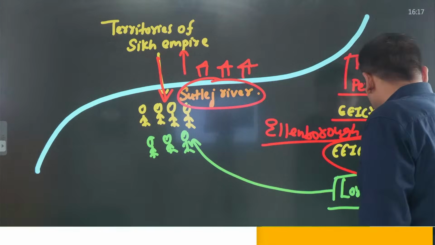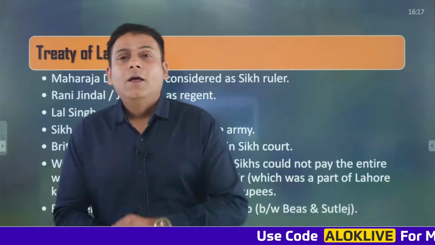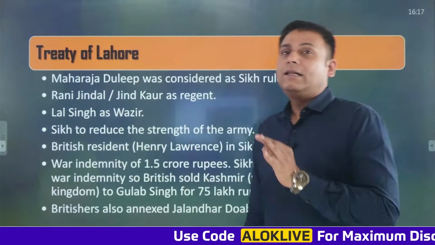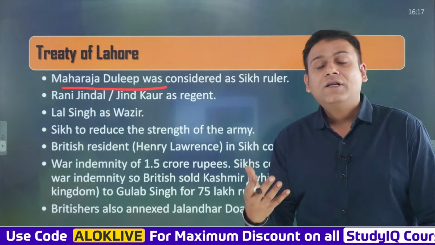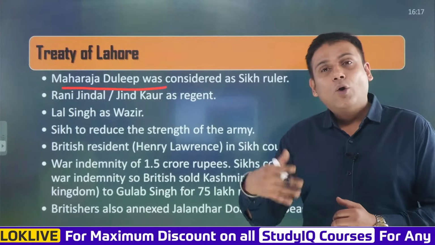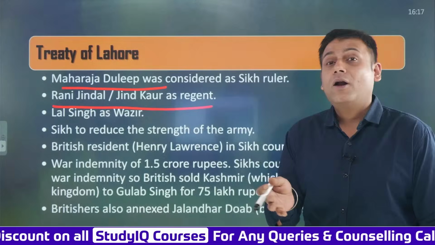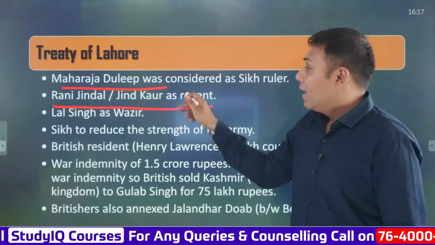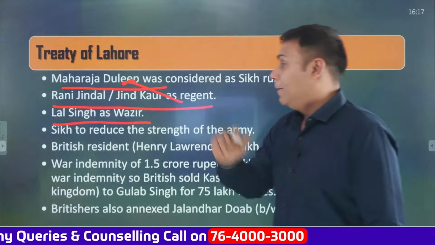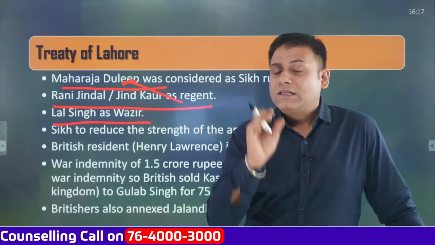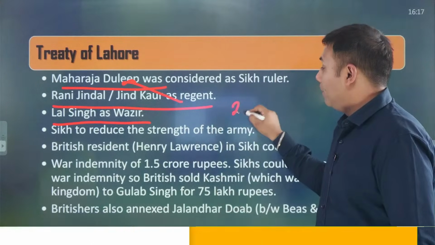Now, what is the Treaty of Lahore all about? Let's understand. The English East India Company said that we recognize Maharaja Dalip Singh as the ruler of the Sikh Empire. We recognize Maharani Jindal Kaur or Maharani Jind Kaur as the regent or Raj Pratinidhi to Maharaja Dalip Singh. We recognize Lal Singh as the Wazir. Apart from this, the Sikh Empire cannot increase their cavalrymen beyond 20,000.